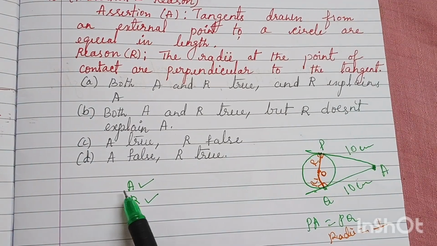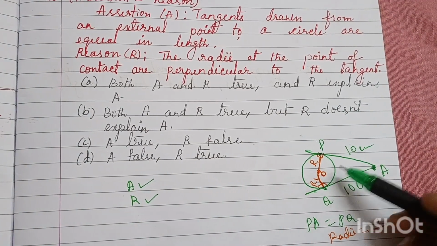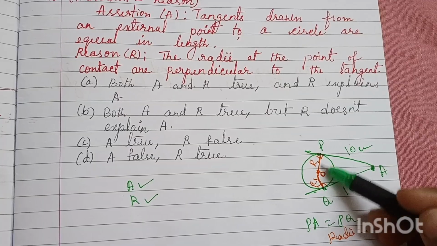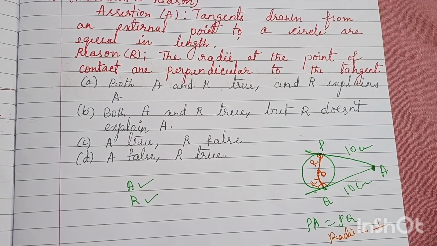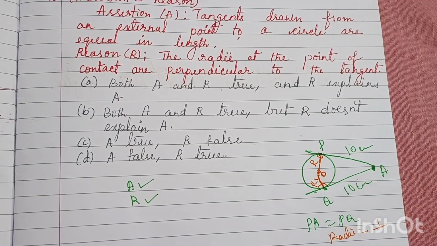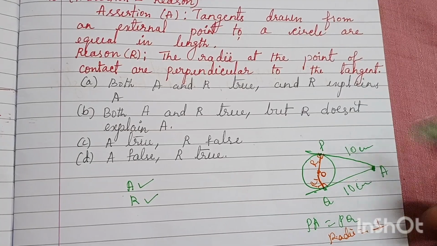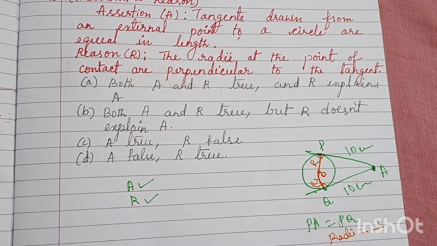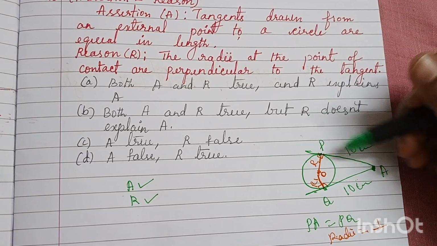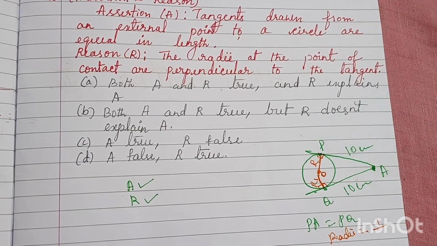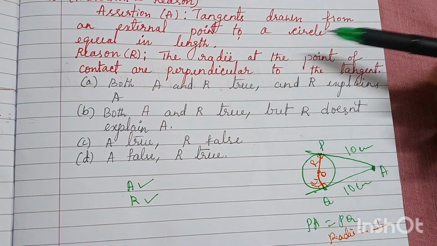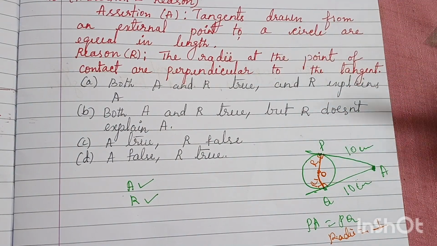The assertion is true and the reason is true. Perpendicular contact of the radii, that is correct. But why are the tangents equal? It is like asking a person a question and the explanation is correct but not the explanation of the exact question. The assertion is about tangents PQ being equal, while the reason is saying about the radius and perpendicular to a tangent.